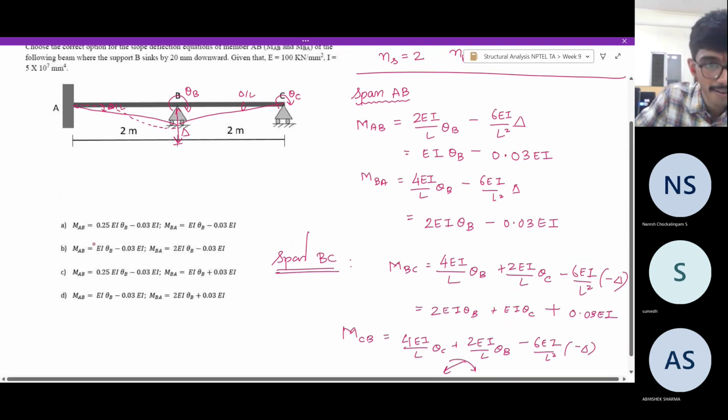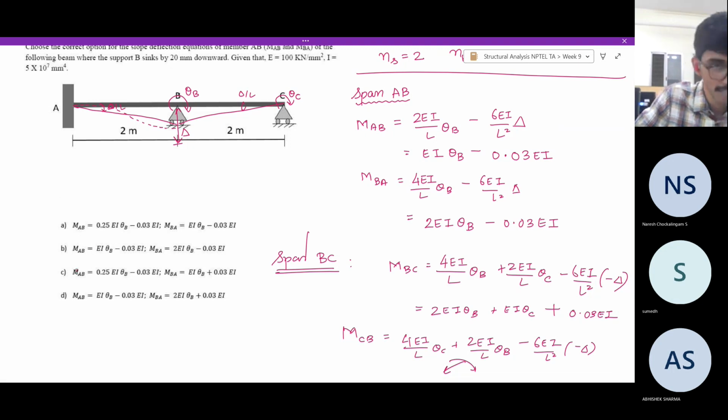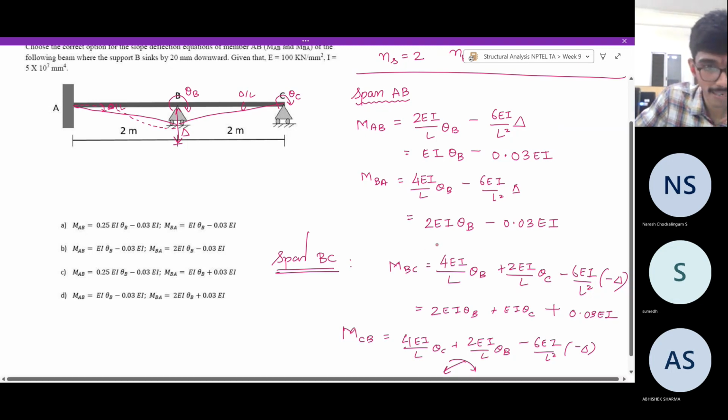So which option is that? The first option says MAB is 0.25, so it's wrong. And the second option is EI theta B minus 0.03 EI, and MBA is 2 EI theta B minus 0.03 EI. So this is the right option. So option B is correct.